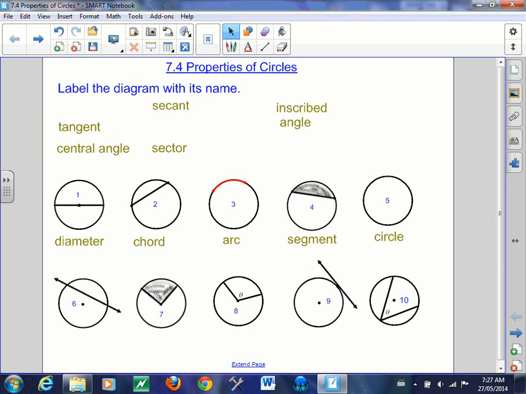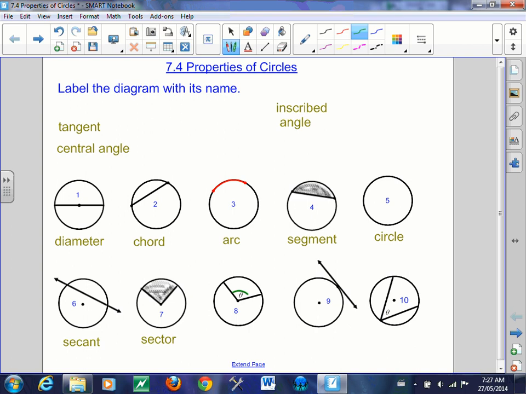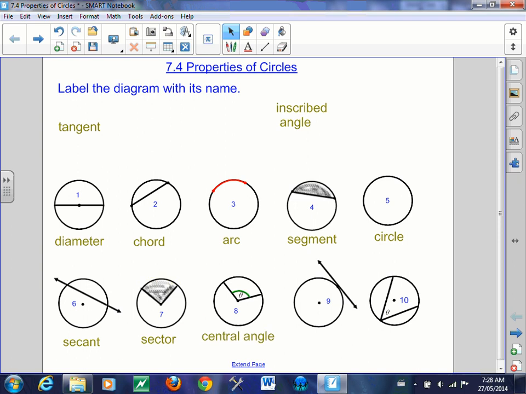Number 6, a line that goes straight through and extends beyond the two sides of the circle, we call that a secant. An important one that we're going to be dealing with the next couple days is called a sector. A sector is kind of like a piece of the pie, if you think about it. Number 8, we're focusing on the angle itself, not the shaded region, which is called the central angle. So a sector has a central angle, if you want to think about it that way.